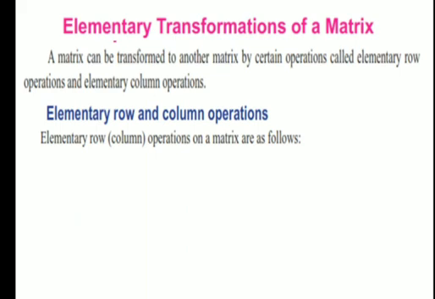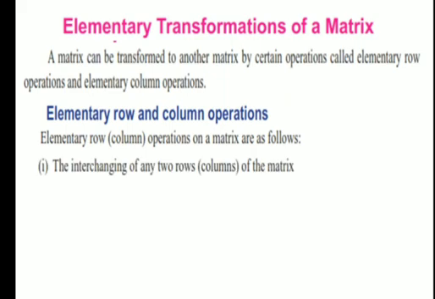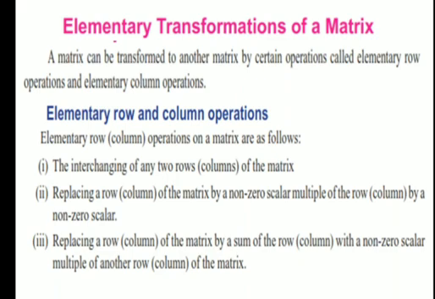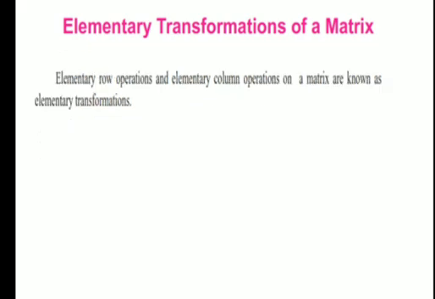Elementary row operations on a matrix are as follows. The interchange of any two rows of the matrix; replacing a row of a matrix by non-zero scalar multiples of the row by a non-zero scalar; replacing a row of the matrix by the sum of the row with a non-zero scalar multiple of another row of the matrix. Elementary row operation and elementary column operation on a matrix are known as elementary transformation.